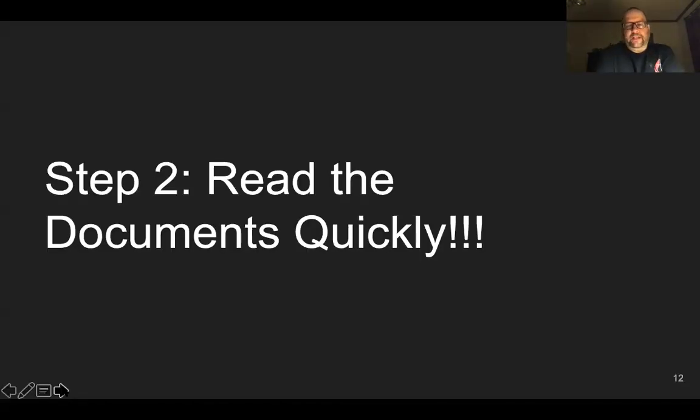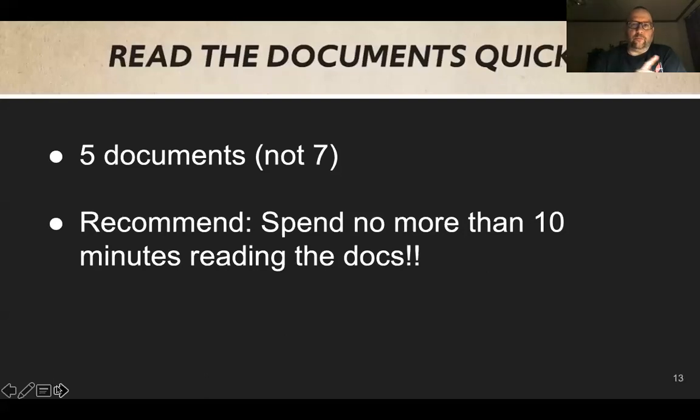Now you understand the difference between historical thinking skills, you know what the different categories are, and you know the time period and region. Once you establish that, it's time to roll up your sleeves and get to work. Step two, read the documents quickly. And I mean quickly, because time is of the essence here. Remember, for this modified DBQ, you're going to have 5, not 7.